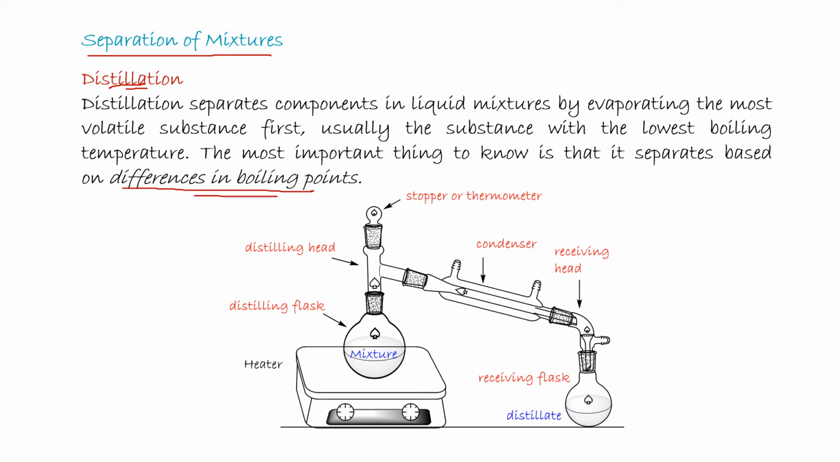If we have components A and B here, liquids, we heat them and transfer them to gases. The one with the low boiling point will get into the gas phase first, then is condensed with a condenser, so we get A and B separated. Here we have the distilling flask, the distilling head, a stopper or thermometer to measure the boiling point, the condenser, then the receiving head and receiving flask.